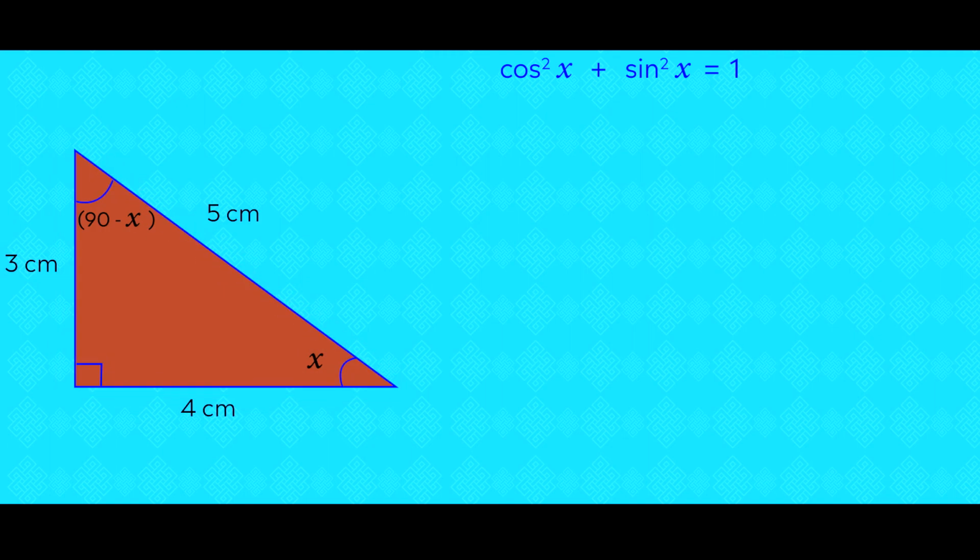To prove this relation, let us take this right triangle. With reference to angle x, the adjacent side length is 4 centimeter and the opposite side length is 3 centimeters. Since we know that cos of x is given by the formula adjacent by hypotenuse, we substitute cos square x by adjacent by hypotenuse whole square. And the formula to calculate sine of x is opposite divided by hypotenuse. So we substitute sine square x by opposite divided by hypotenuse whole square equals 1.